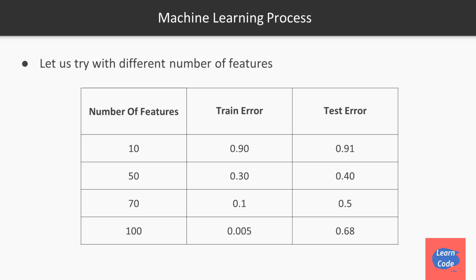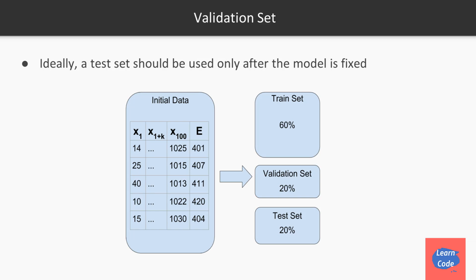For 50, we get a train error of 0.30 and test error as 0.4. For 70, we get 0.1 and 0.5. And again at 100, we get a training error which is very close to 0, but the test error is relatively higher. In a real-world scenario, the test data should be only used after the model is completely fixed.